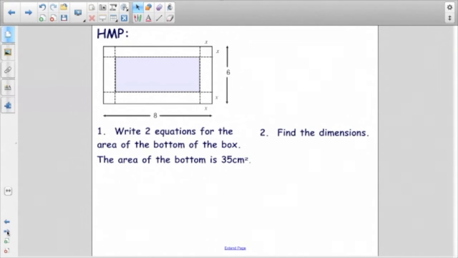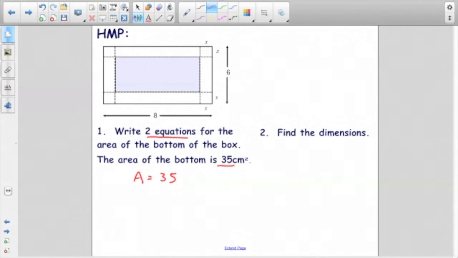Okay, the last one, this is sort of a higher mental processing question, and it's actually not that difficult if we know a couple formulas and we can solve. So let's look at this. So write two equations for the area of the bottom. Okay, so we know the area of the bottom. They gave it to us, so we'll say A is area is 35. So there's one system, A equals 35.